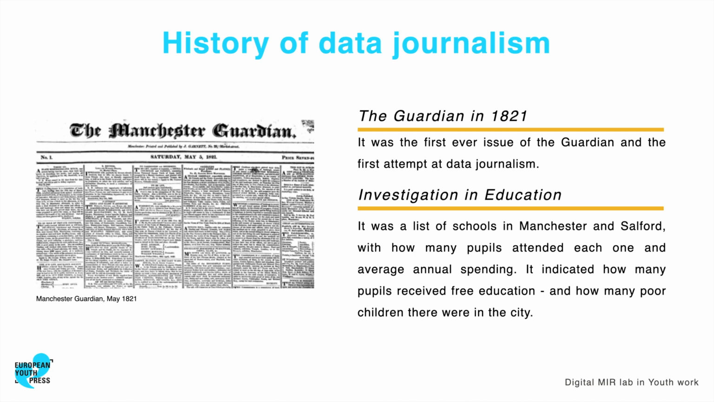And that was a while ago. The British newspaper The Guardian contained a table of data. It was a list of schools in Manchester and Salford with a number of students attending each one and average annual spending. It told the readers for the very first time how many students received free education and how many students were actually in the city. Today, this kind of article would be very common. Yet, in 1821, it was a true sensation.